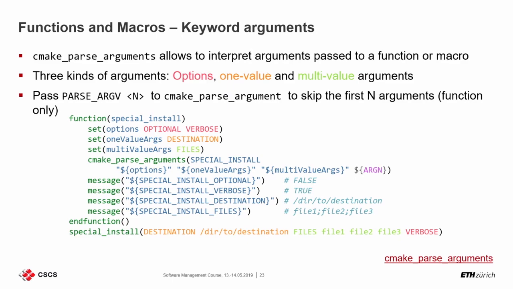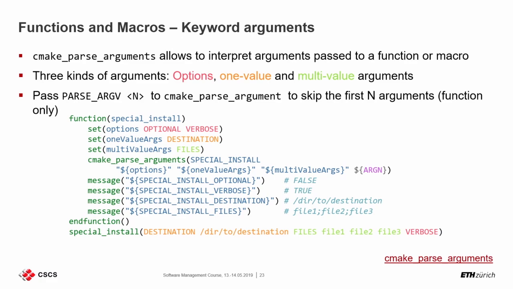There's a special helper for functions, which is cmake_parse_arguments, which allows you to have named arguments. So, for example, I have here this function special_install, and we could write it as just: you pass a destination and a list of files. Like the first argument is the destination, and all the rest are a list of files.